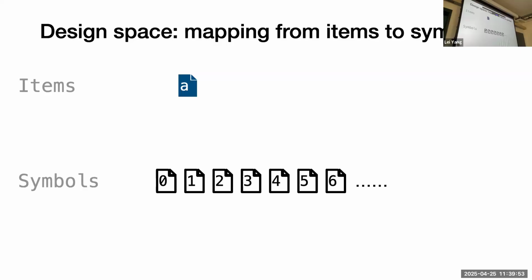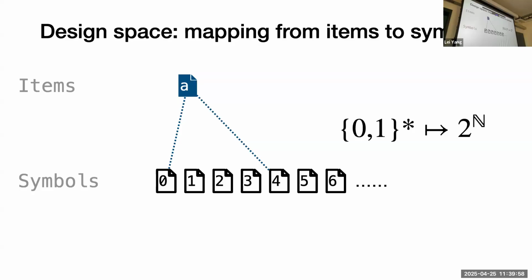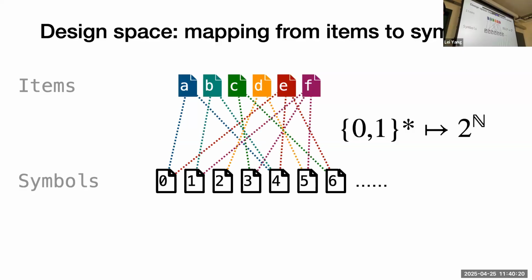Okay, so how do we design a universal sketch, right? The design space again here is the rule that maps an item to this infinitely long symbol space. If we can have a function that maps any bit string to a subset of natural numbers, then we have the mapping rule. So we just need to design this function.